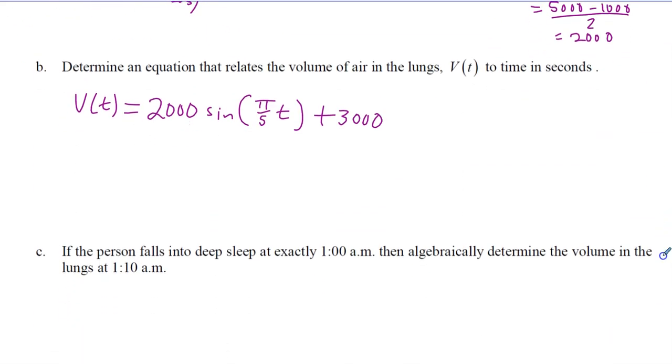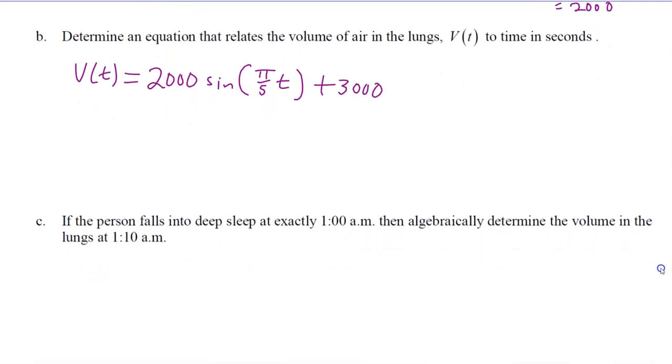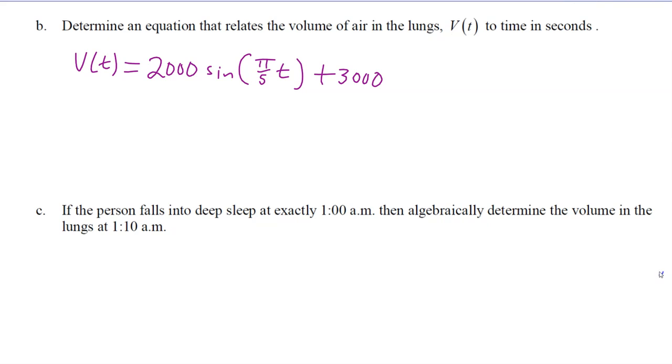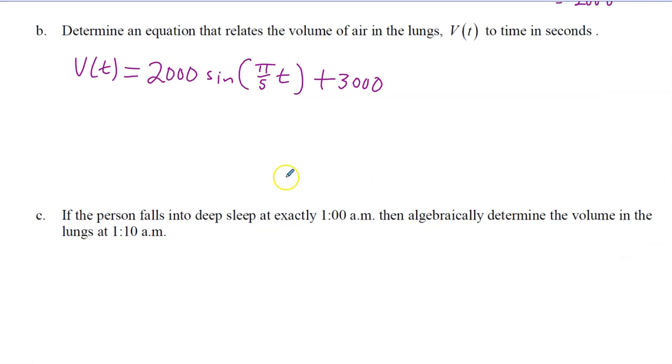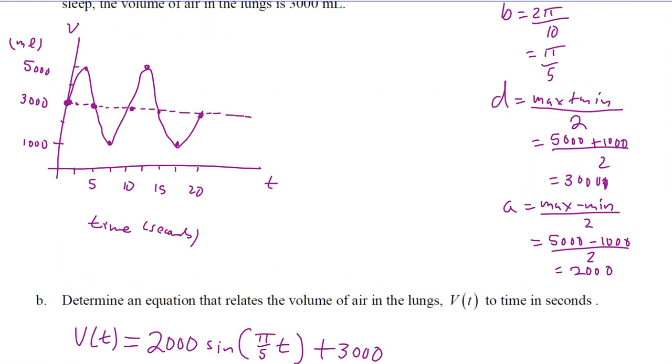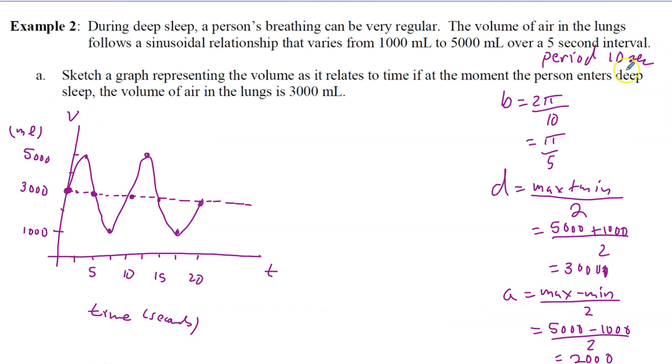If a person falls into a deep sleep at exactly 1 a.m., then algebraically determine the volume in the lungs at 1:10 a.m. Okay, so that's 10 minutes later. And 10 minutes is 600 seconds. Right, so we want the time at 600 seconds. Now, if we just think about this before we do anything, if the period is 10 seconds, then we'll simply have gone through 60 periods. So at 1:10 a.m., we'll have gone through 60 periods, and we will be right back at 3,000.